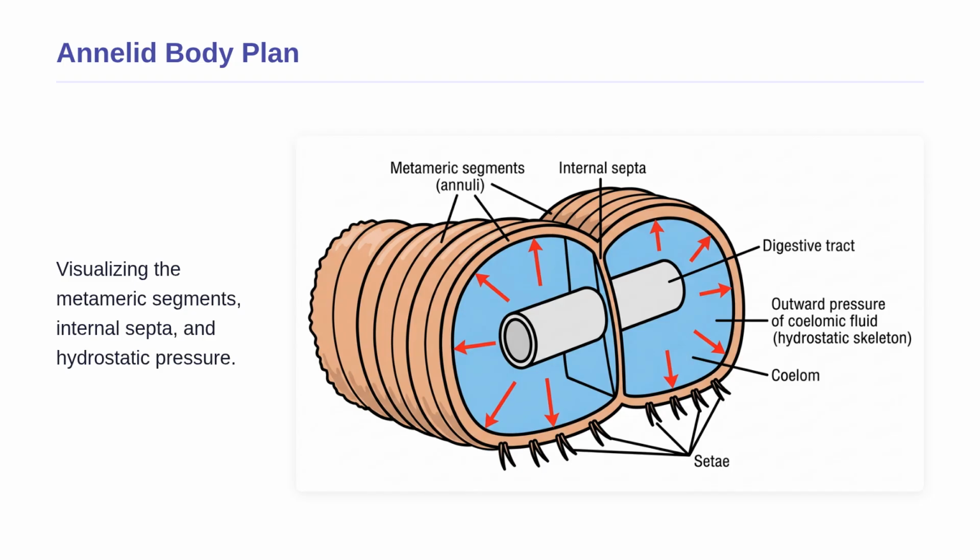Look at the red arrows pointing outward. These represent the hydrostatic pressure generated when the muscles contract, pushing against the body wall. You can also see the digestive tract running through the center and tiny bristles called setae at the bottom, which help grip the soil.